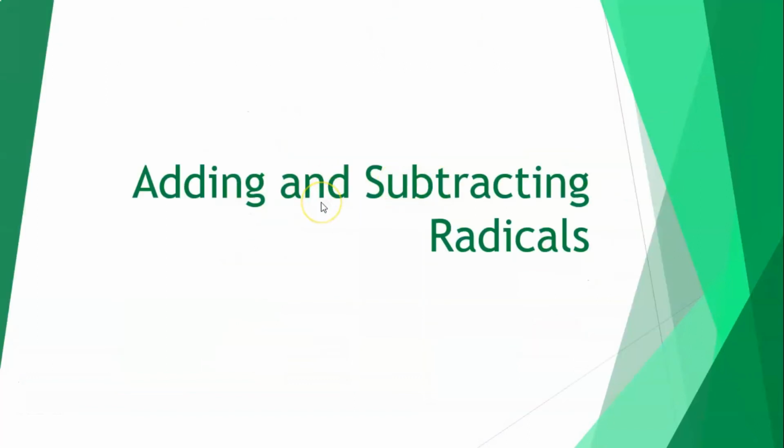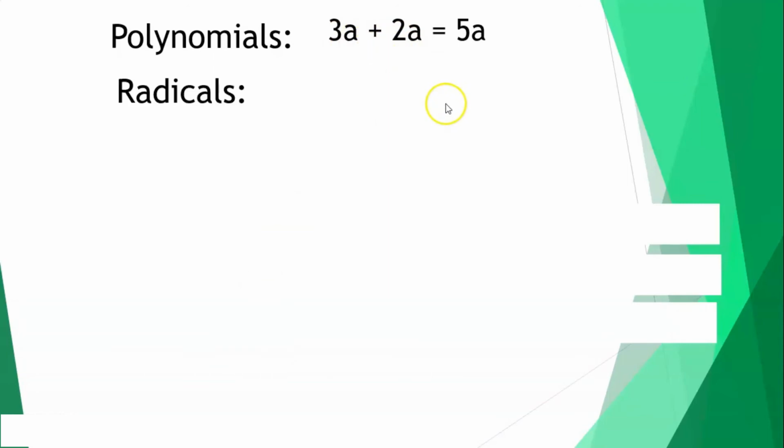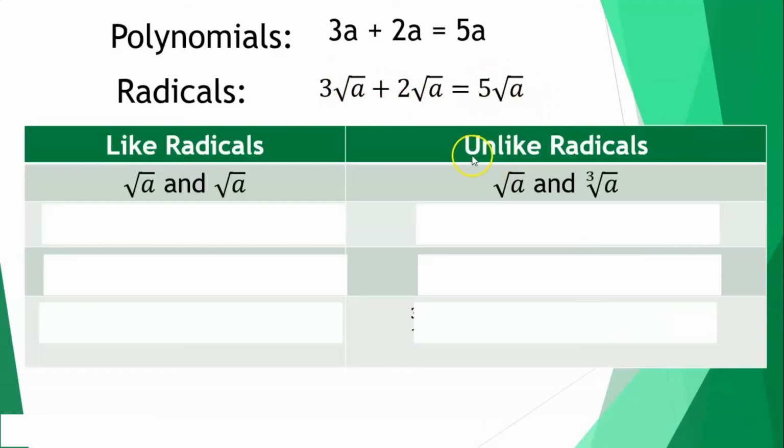Okay, now how are you going to add or subtract radicals? It's the same thing as how we add or subtract polynomials. So 3a plus 2a is 5a. In radicals, 3 square root of a plus 2 square root of a is basically 5 square root of a. So you need to add or subtract like radicals.